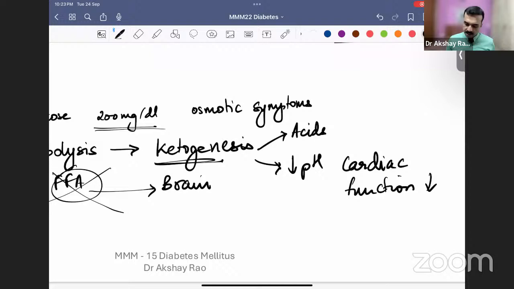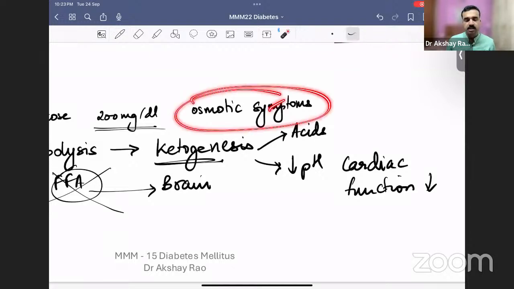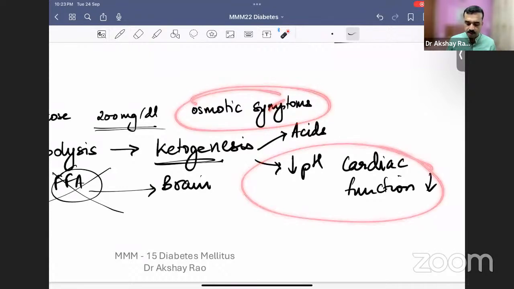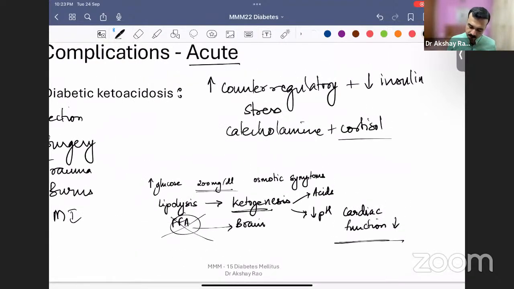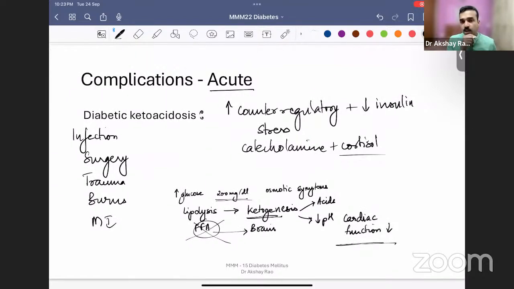Okay, so basically they've lost a lot of fluid because of osmotic symptoms and high glucose levels. Plus they're developing acidosis and compensatory respiratory alkalosis, which is Kussmaul's breathing. And they're developing hypotension, cardiac function being suppressed. So this is what is at the heart of diabetic ketoacidosis, a state of high counter-regulatory hormone levels and low insulin levels, usually precipitated by something.